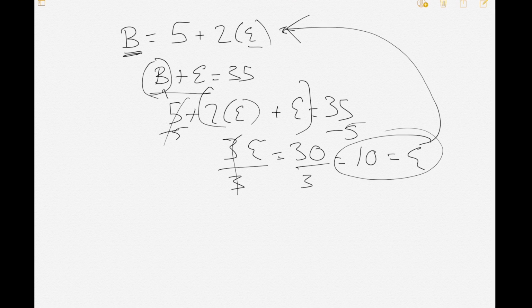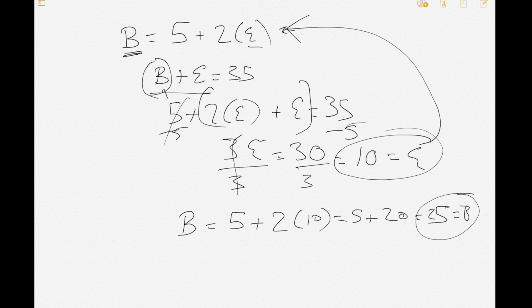Let's just take it up top. We have B equals 5 plus 2E, and we got E as 10. So B equals 5 plus 2 times 10, which would be 5 plus 20, which would be 25. Okay, so B equals 25, right? So B equals 25 and E equals 10.